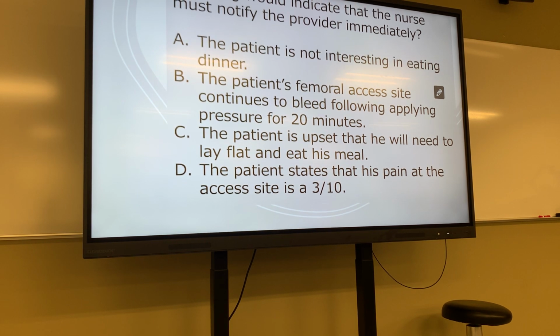So this one is kind of a twofer. Immediately is priority, right? So we're looking for airway, breathing, circulation. Circulation is bleeding, so that's why it's B. But also, we can eliminate 2 of them because they're kind of similar. We can eliminate A, eating dinner. We can eliminate C, laying flat and eating dinner. Okay?